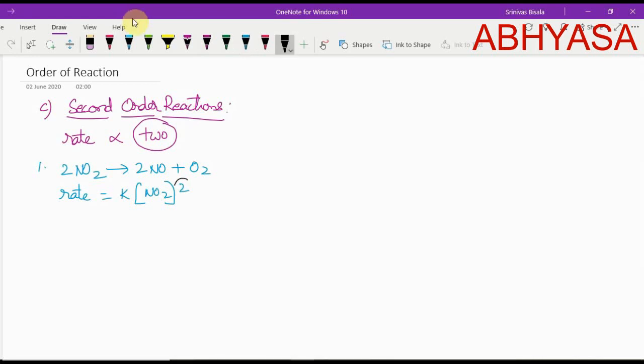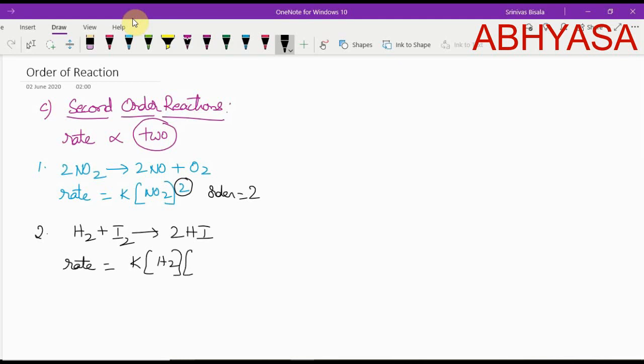As here, the power of the concentration term, that is NO2, is 2, and that is the reason why the order of this reaction is 2. And another example: hydrogen combined with iodine to give hydrogen iodide, and for this reaction the rate is given as K into concentration of H2 into concentration of I2, both terms raised to the power 1. So when we add these two terms, we will get 2.